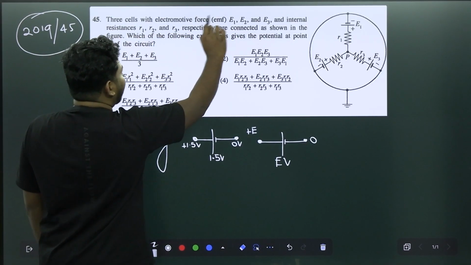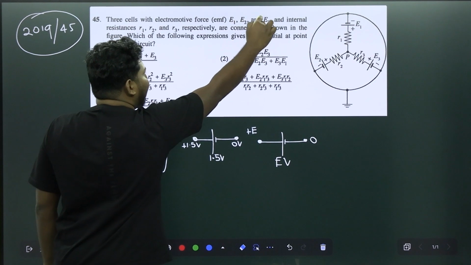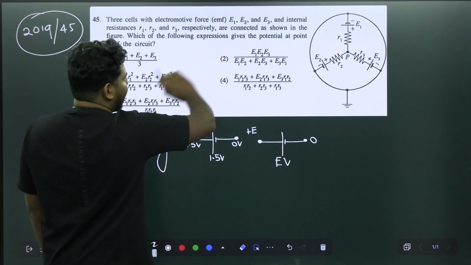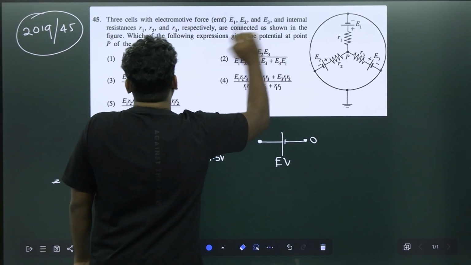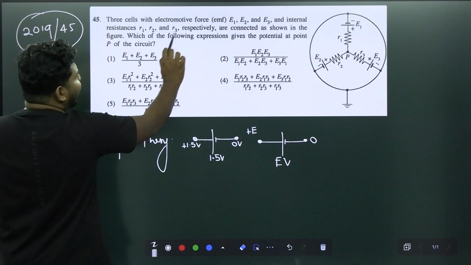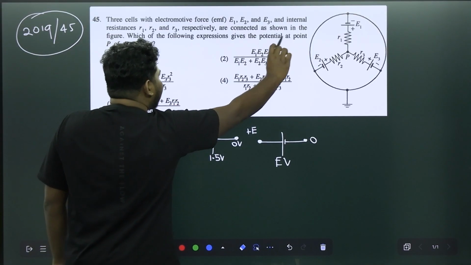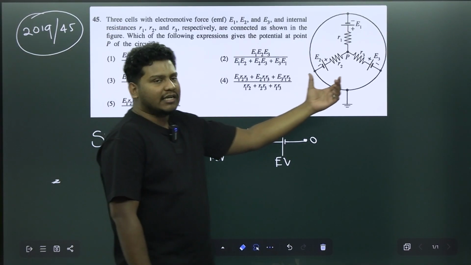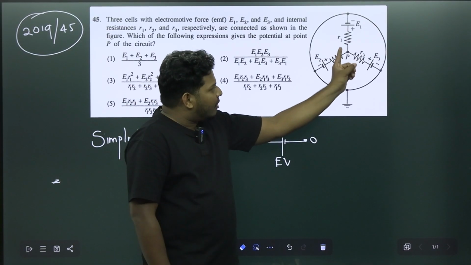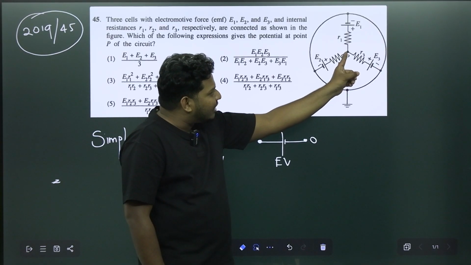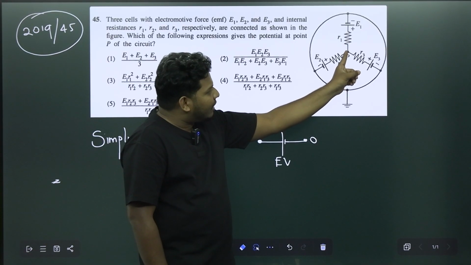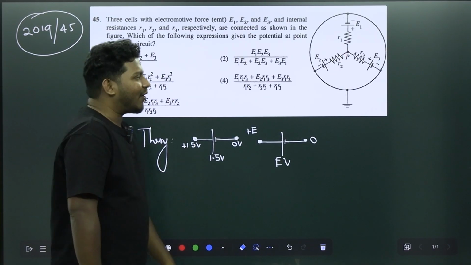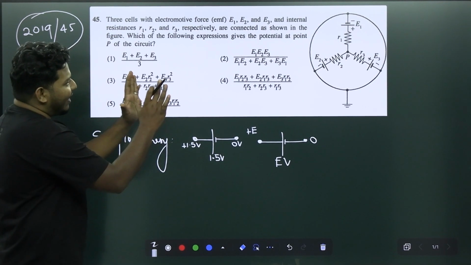3 cells with electromotive force E1, E2 and E3 and internal resistance R1, R2 and R3 respectively are connected as shown in the figure. Which of the following expressions gives the potential at the point P of the circuit? So, this is the circuit. What they are asking is the voltage at this point P. Right?